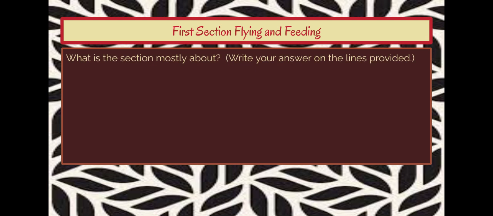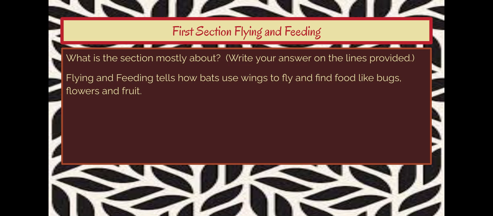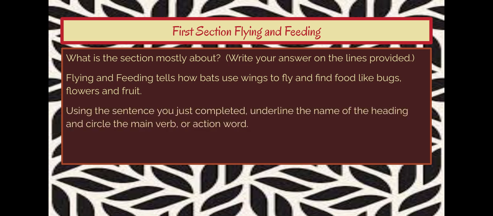What is this section mainly about? Write your answer on the lines provided. Flying and Feeding tells how bats use wings to fly and find food, like bugs, flowers, and fruit. Using the sentence you just completed, underline the name of the heading and circle the main verb or action word.